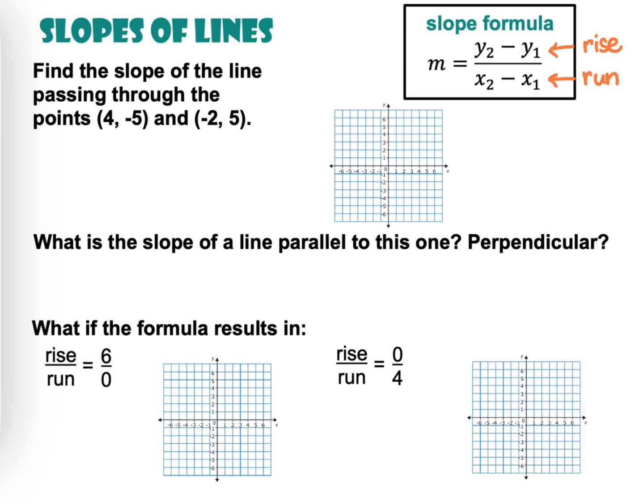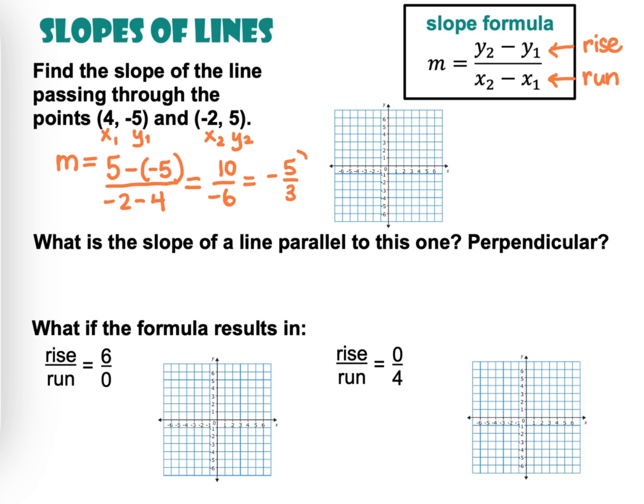We're going to find the slope of the line passing through the points (4, -5) and (-2, 5). So when I look at this, I think of this as x and y and x and y. Which point you think of as the first point and the second point doesn't really matter, but I usually just say that's the order I go in. So when I do my formula, I'm going to take y2 minus y1 over x2 minus x1. I'm getting 10 over -6. Go ahead and simplify that.